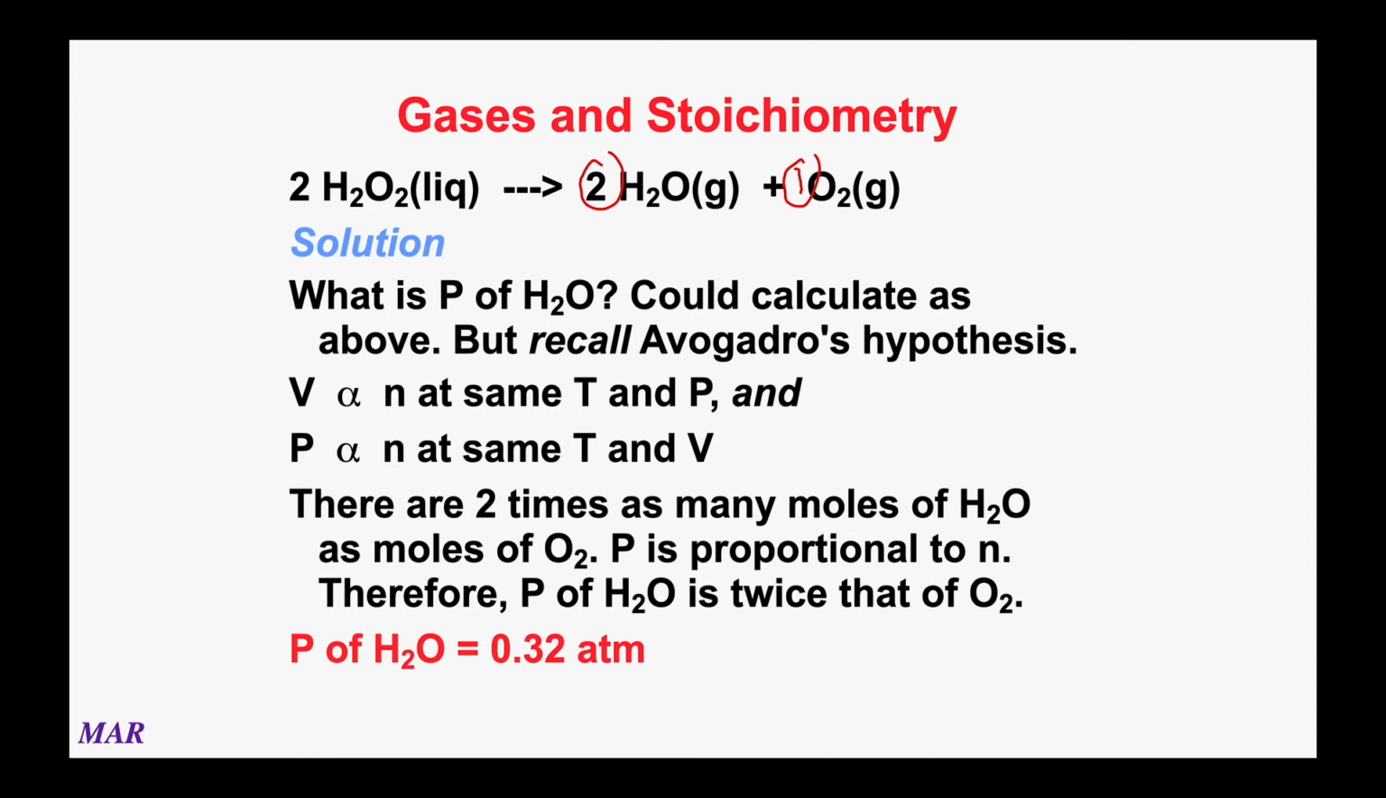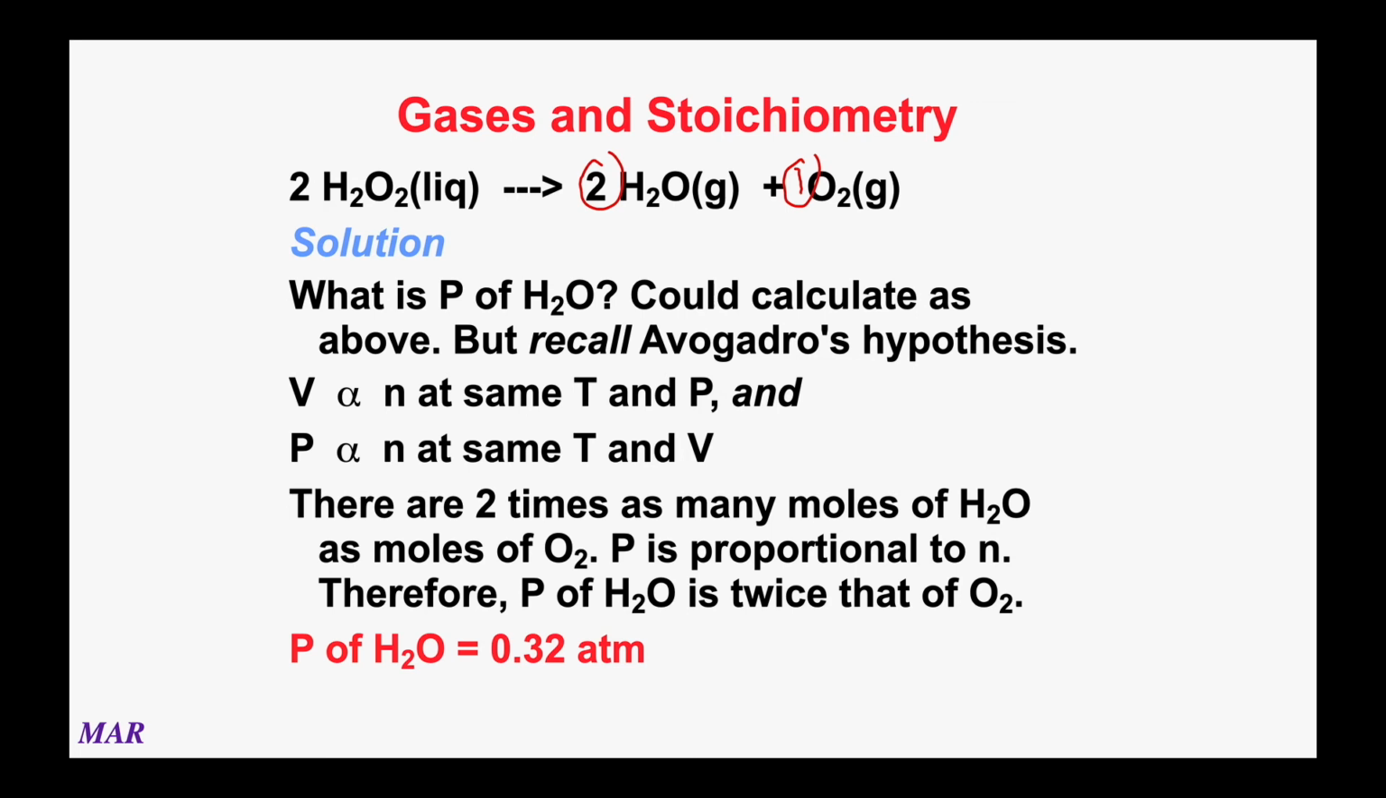So you can use stoichiometry sometimes to calculate these pressures. And if you don't believe me, by all means go back and figure out what the pressure of water would be based on the stoichiometry. So go back to the moles of H2O2, which will equal the moles of water. P equals moles of water times RT over V. You should get 0.32. But of course, instead of doing that, using stoichiometry is a lot easier.